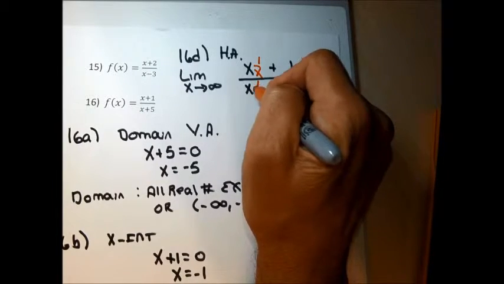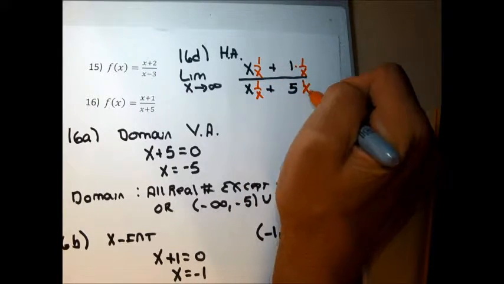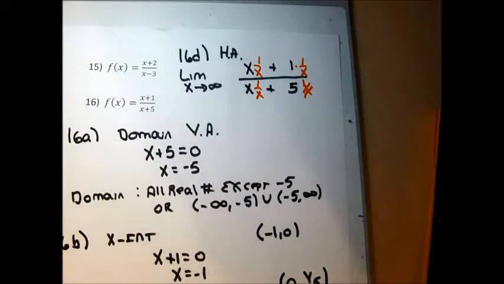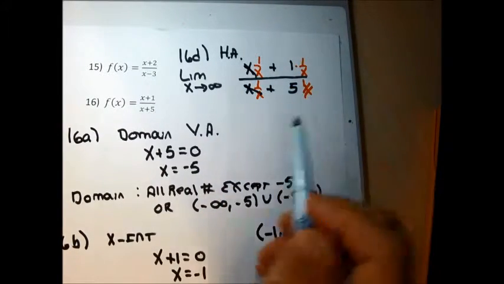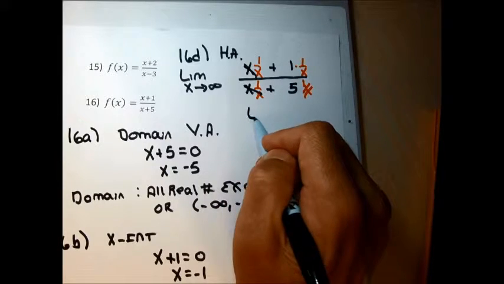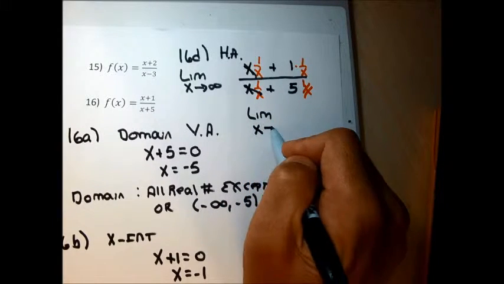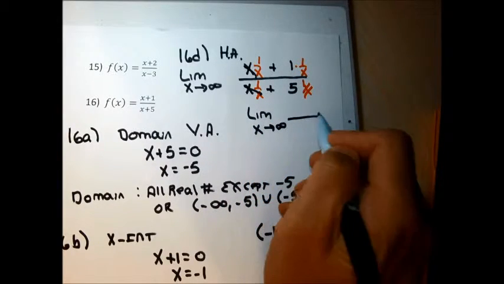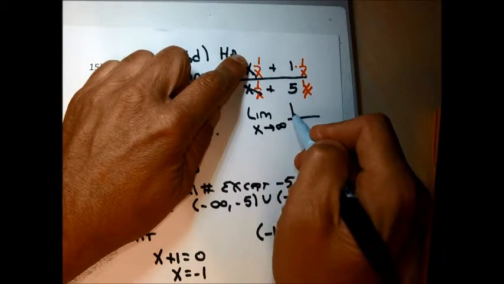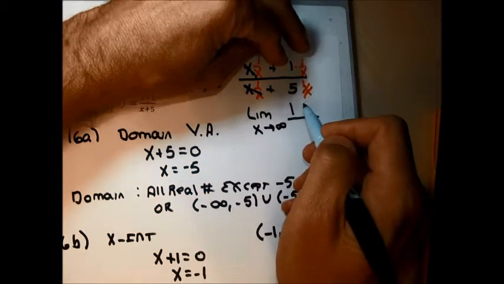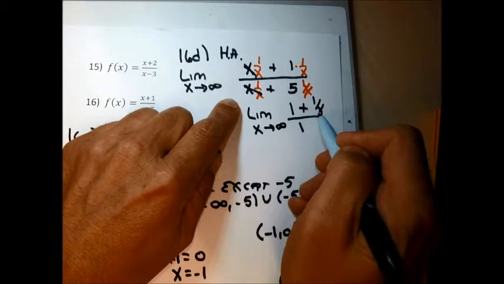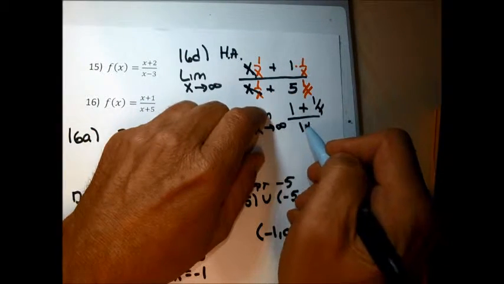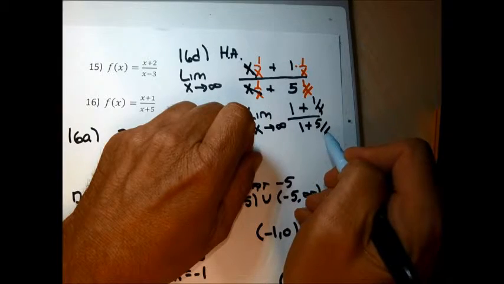term by 1 over x. The terms that have the x's are going to cancel out to be 1, and the other ones are going to become fractions. So I'm going to get the limit as x goes to infinity. Here the x's cancel, I'm left with a 1. Nothing cancels there, I'm left with a plus 1 over x. Here the x's cancel, I'm left with a 1. There nothing cancels, I'm left with a 5 over x.